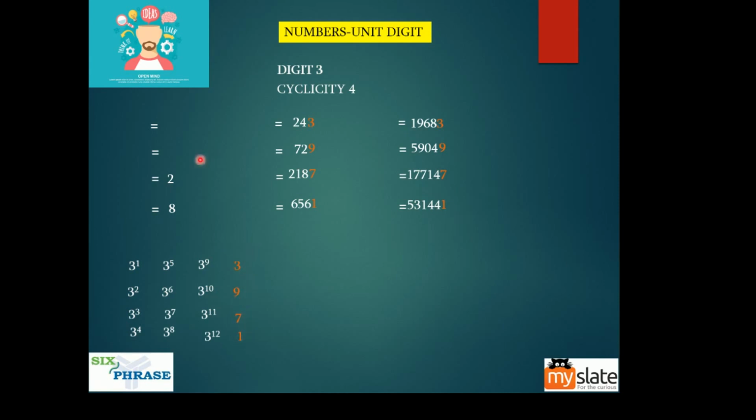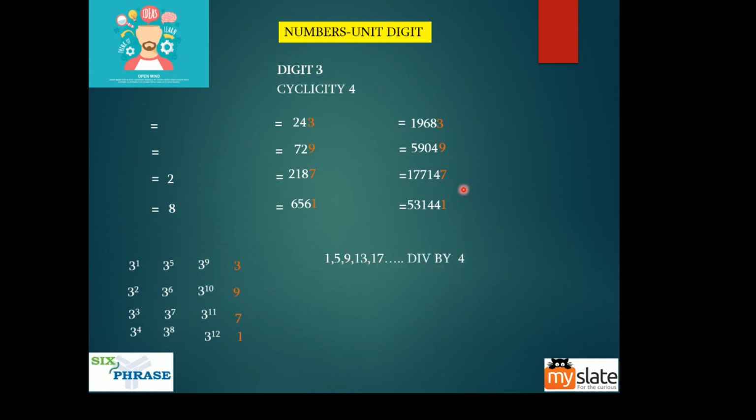So you saw that here, right? 3, 9, 7, 1 was repeating. So that is why we say, because we have 4 numbers, 1, 2, 3, 4, the cyclicity is 4. And that is the exact reason why we divide the power numbers by 4.